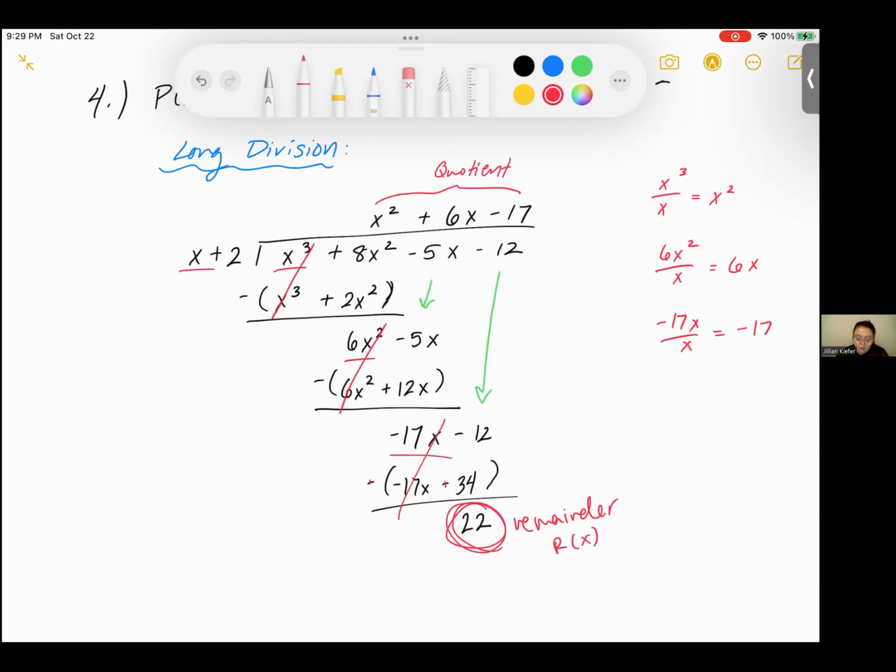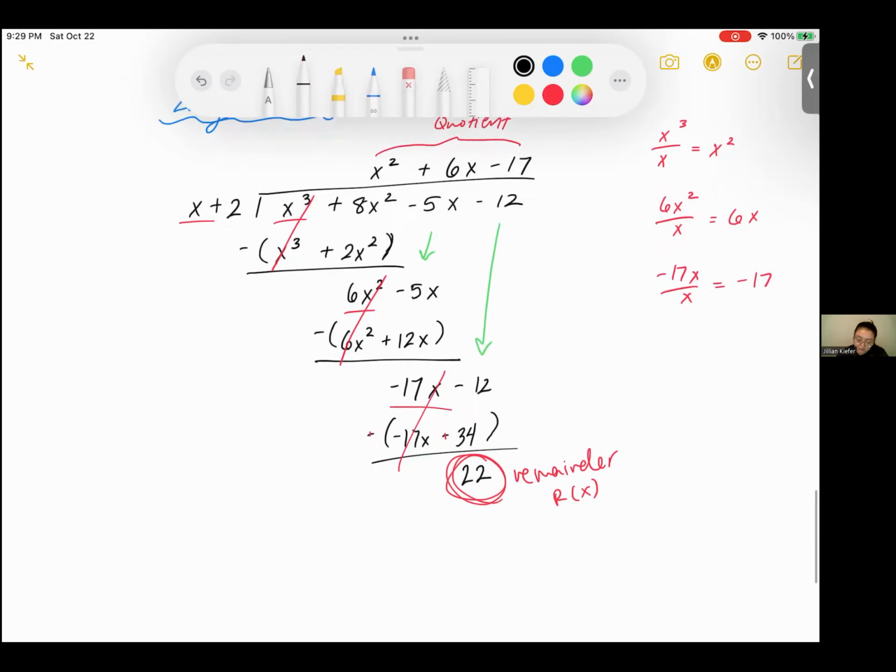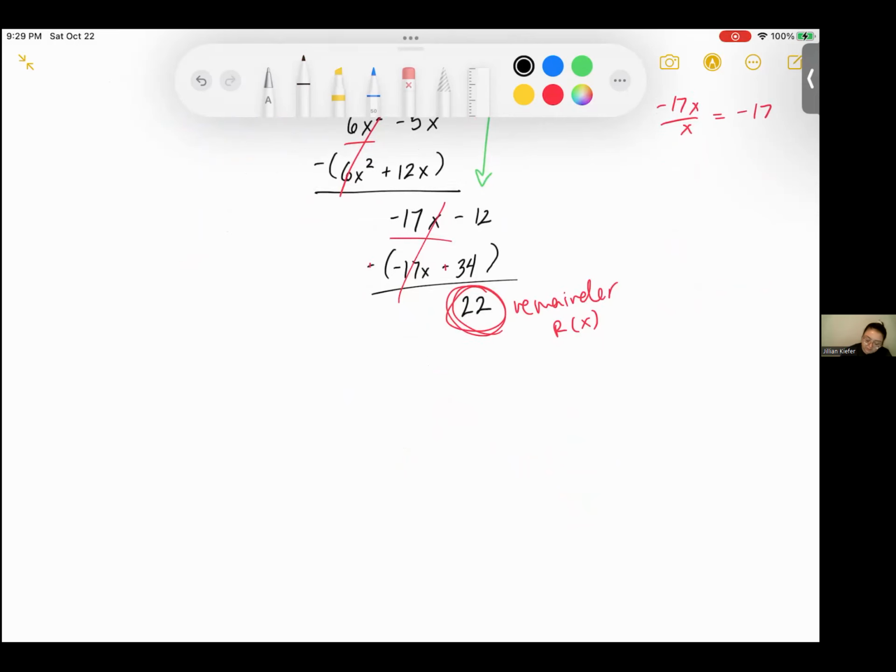All right, so we're going to write it in the two forms of the division algorithm, and then we'll do synthetic division as well, just to show how we would do that. So we have our quotient, we have our remainder. Our division algorithm is P of x divided by D of x is equal to Q of x plus R of x over D of x.